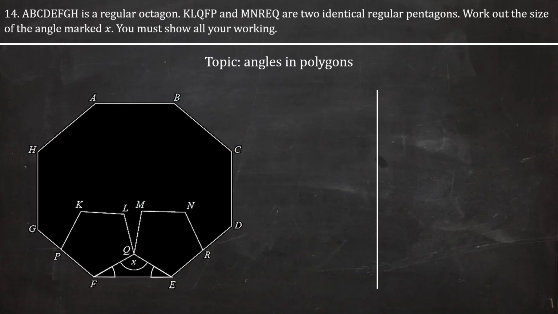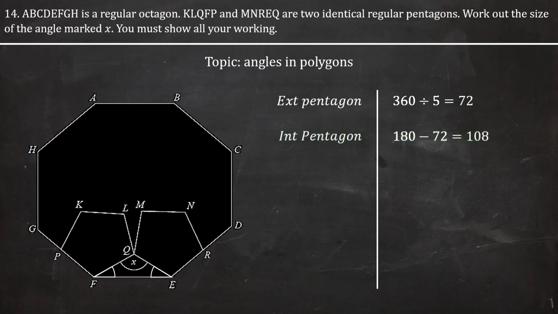So there are two ways to find the interior angles. I'm going to do the exterior angle way because it's a bit quicker and easier, especially on non-calc. So the exterior angle of a pentagon, exterior angles add up to 360, so that's going to be 360 divided by 5, which is 72. The interior angle of a pentagon, interiors and exteriors add up to 180, so 180 minus 72, which is 108.